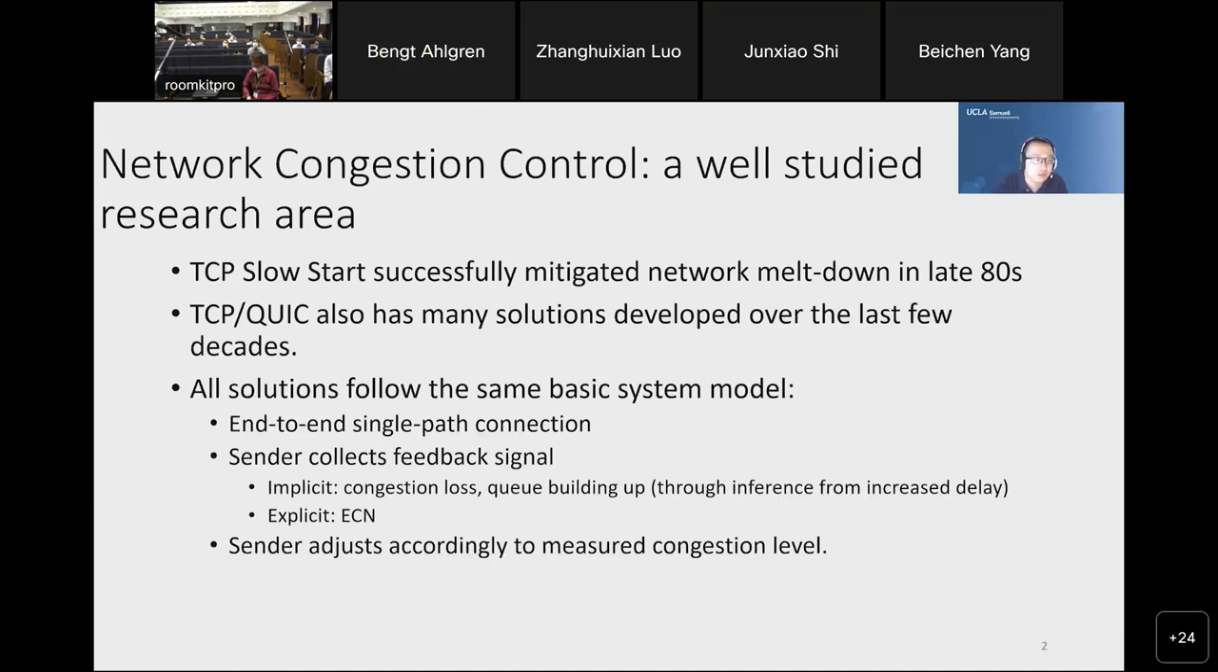All solutions follow the same basic system model. There's an end-to-end single path connection, and the sender collects a feedback signal either implicitly using congestion loss or queuing delay, or explicitly using ECN marks. And the sender adjusts according to its locally measured congestion level.